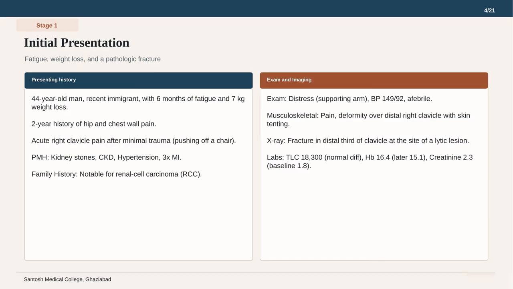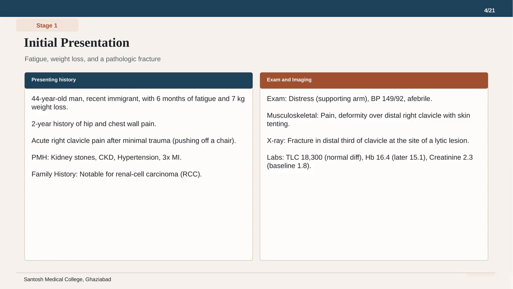As we enter stage 1, notice the details in the presenting history box on the left. Our patient is a 44-year-old man, a recent immigrant who has experienced 6 months of fatigue and a 7-kilogram weight loss. He has a complex medical history, including kidney stones, chronic kidney disease, and hypertension. Most strikingly, he presented with acute right clavicle pain after minimal trauma, which turned out to be a fracture at the site of a lytic lesion, as seen in the exam imaging box on the right. His family history is also notable for renal cell carcinoma, which adds a significant layer of concern for malignancy.